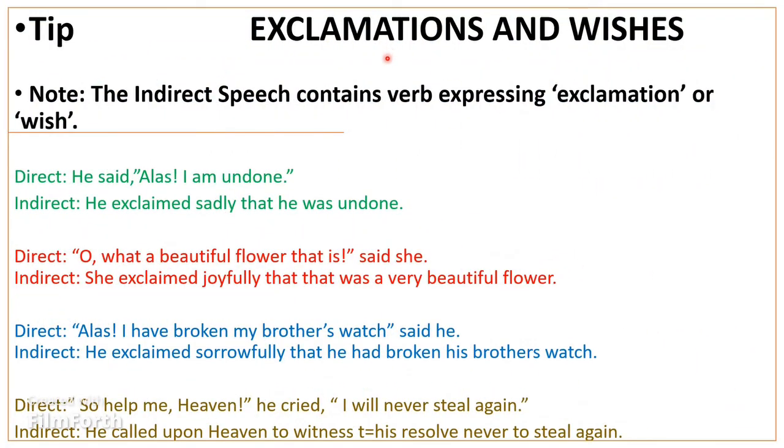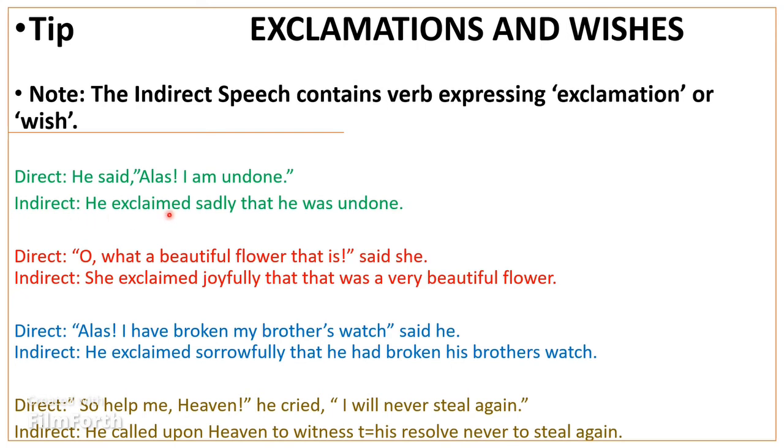Now let's talk about those direct speeches where you have exclamations and wishes. Children, exclamations, you know that the sign of exclamation will be there. So immediately in the exam, as soon as you see that sign, you should know it's an exclamation and you should remember the rule which you have to apply. Note, the indirect speech contains a verb expressing exclamation or wish. Example, direct. He said, alas, I'm undone. How do you change it into indirect?